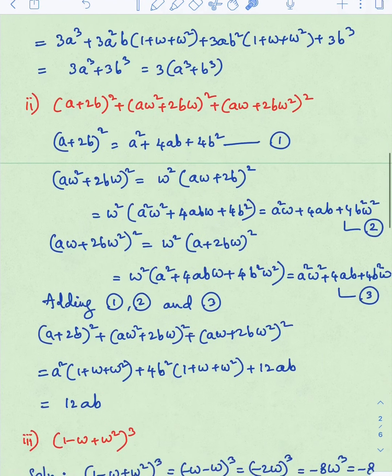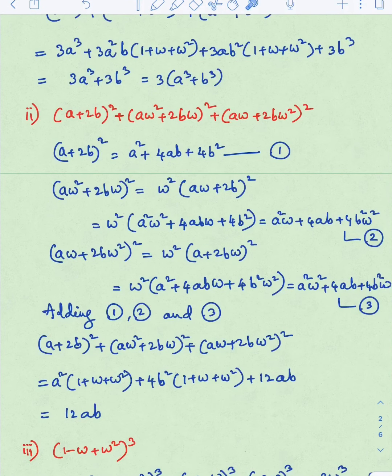Okay. Now the second bit. This is the second bit. A plus b, a plus 2b whole square plus a omega square plus 2b omega whole square plus a omega plus 2b omega square whole square. First one, second one, third one. First equation, second equation, third equation. Afterwards, we add them so that we get the value, which is the answer.